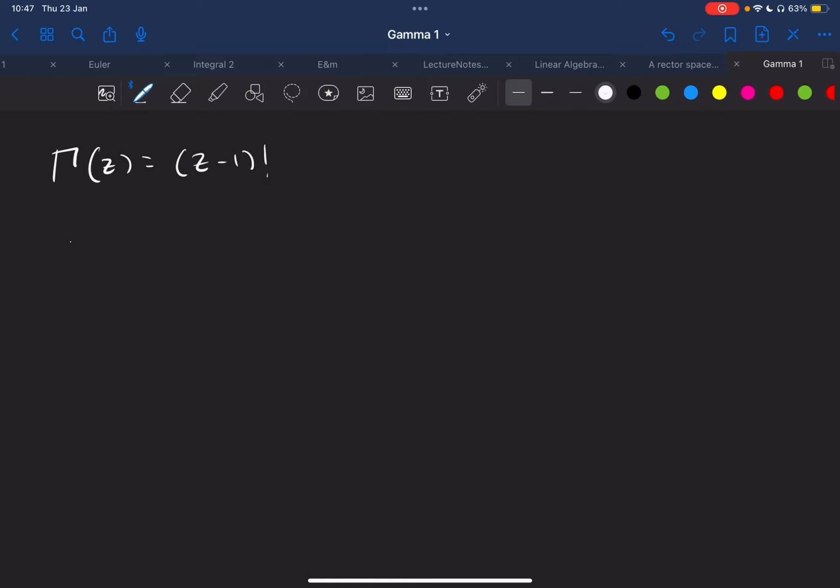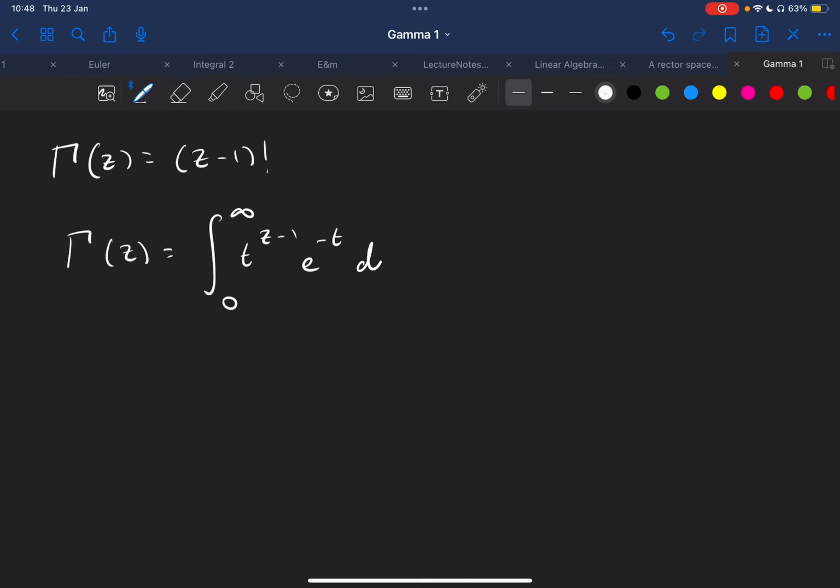So we've got this thing called the gamma function. And the gamma function is defined as follows. It is the integral between infinity and 0 of t to the z minus 1 e to the minus t dt. And it's got a few restrictions, but we don't need to go into that. And we plug in a number. So let's say we plug in z, and this is going to give us z minus 1 factorial. So let's do a few examples.